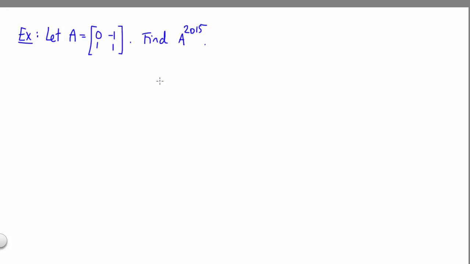In this video, we're going to discuss powers of a matrix. The problem is we're given this 2 by 2 matrix A, and we'd like to find the matrix A raised to the power 2015. Let's start with A squared. This means multiply A times A using usual matrix multiplication. So in other words, we'll multiply A by itself.